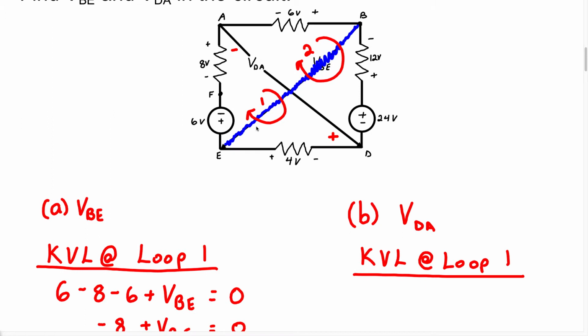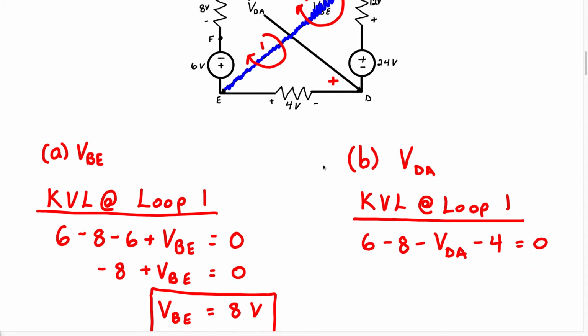So when we start to analyze this now, I'm just going to start at the source. We have a 6 volt source. It's going to be positive, right? Minus 8 volts across that resistor. Then we're going to come down this way. So we're going to have a minus VDA. Then our final voltage is going to be a minus 4 volts across the bottom resistor. And all of that should equal 0.